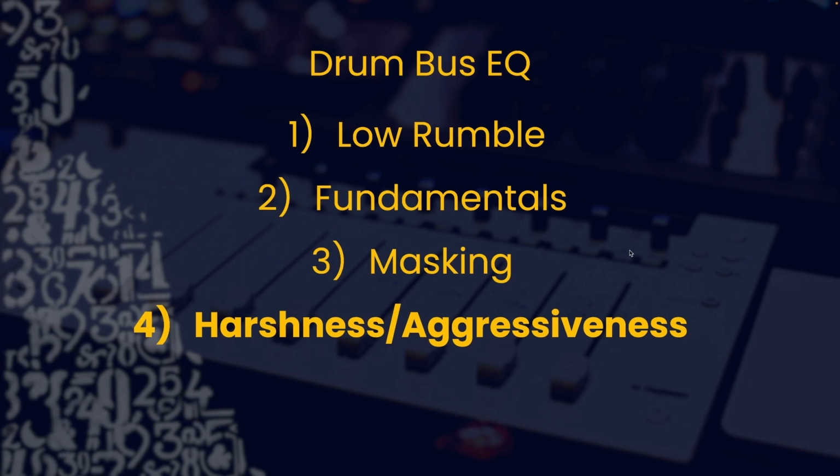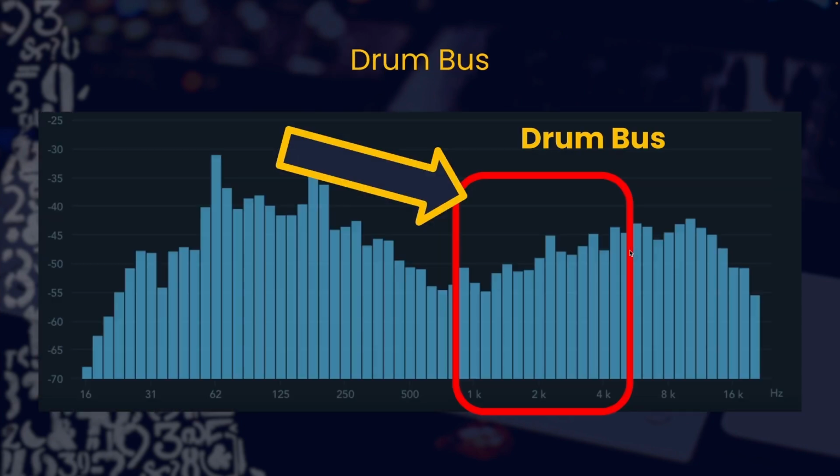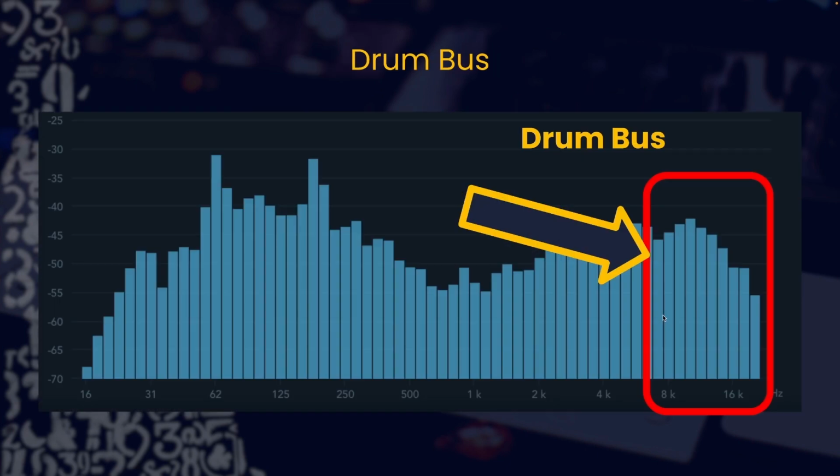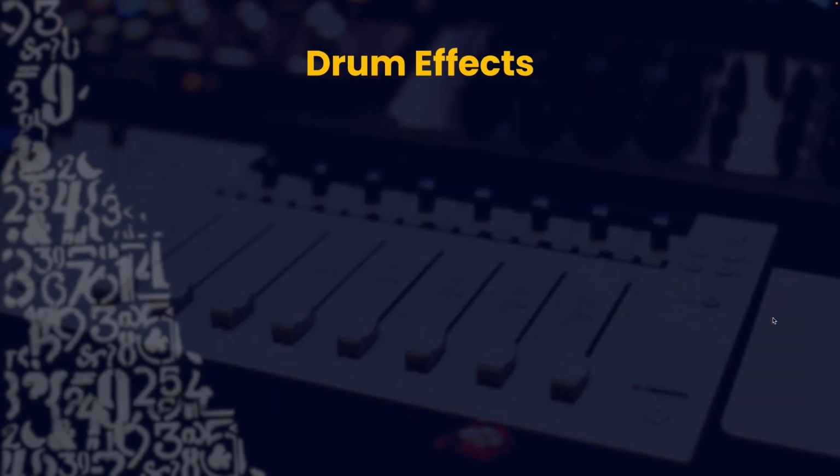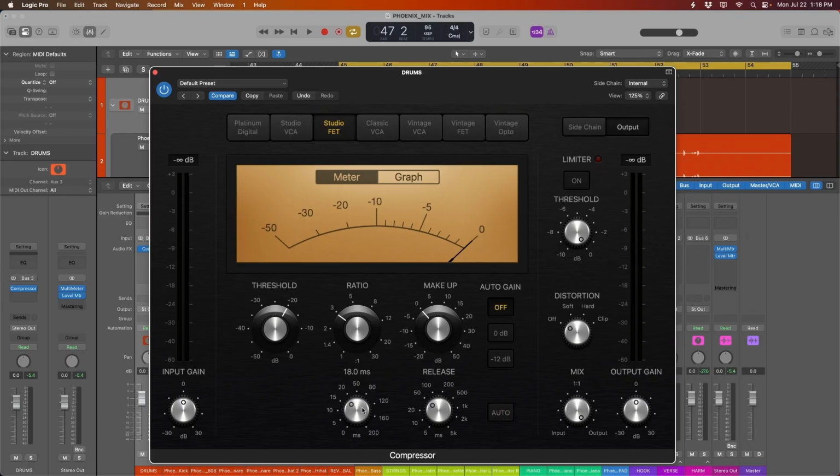All right, and then the last one is harshness. Aggressiveness is going to be in this kind of 2 to 3K range. Again, if we wanted to be more aggressive, we might end up boosting here, or if it's sounding a little bit harsh, we might be cutting here as well. All right, and then the last one is brightness, crispiness. Again, similar to everything else, the brightness and crispiness is always in this top range, 8K plus, for our thickness type compression on our drum bus.